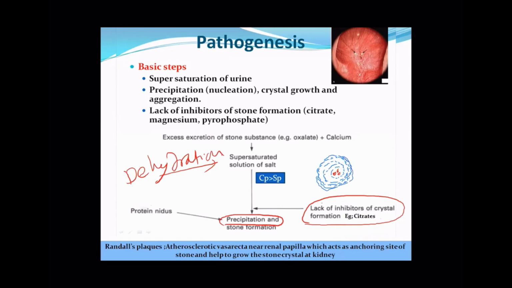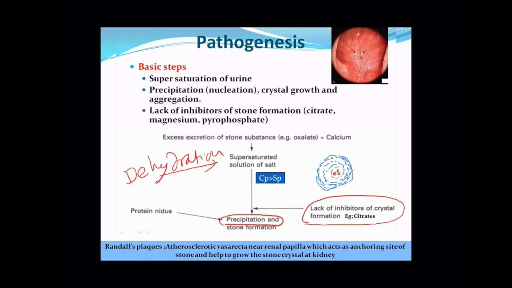Let me explain one more thing. You may say the stones are very small at the beginning, and every time the urine is flowing, so why is the small stone, 1 or 2 millimeters, that is formed at the beginning not flushed out? Yes, it is possible. That's why there's a theory that there must be an anchoring site.